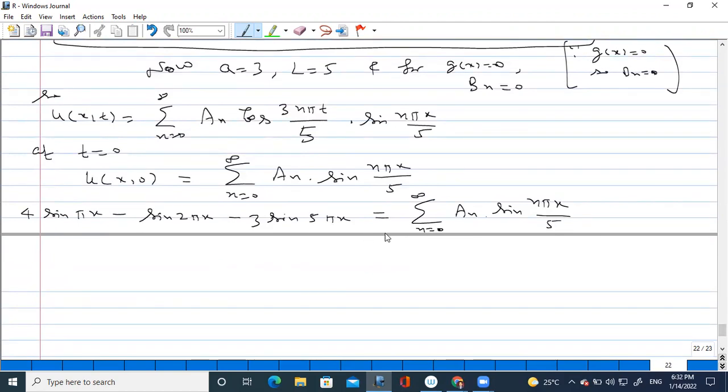Okay. Now comparing on both sides. See, here it is sin(n pi x by 5). So the n values here are n value 0, 1, 2, 3, 4, 5, dot, dot, dot, up to infinity. This is the meaning of that. So now comparing on both sides, coefficient of different terms. So 5, 10, and 50.